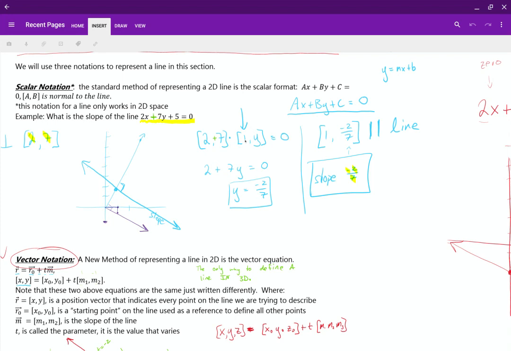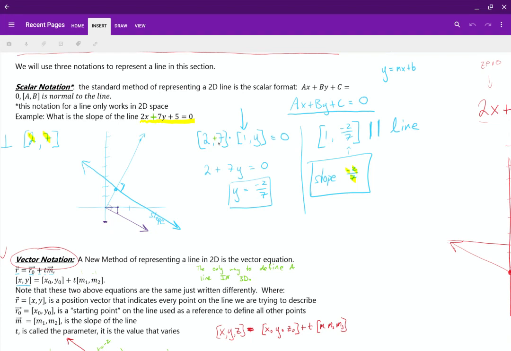So I built this vector, 1 and y, okay? And I've left this as y. Now I'm going to perform this dot product. 2 times 1 is 2. 7 times y is 7y. This should equal 0. So I get y equals negative 2 over 7. I put that back into my vector. This is the slope of the line. This is parallel to the line because this guy is perpendicular to the line, okay?